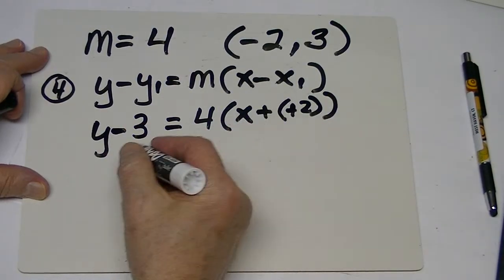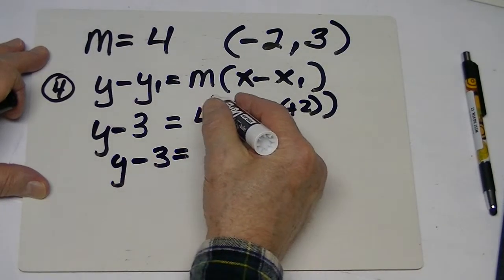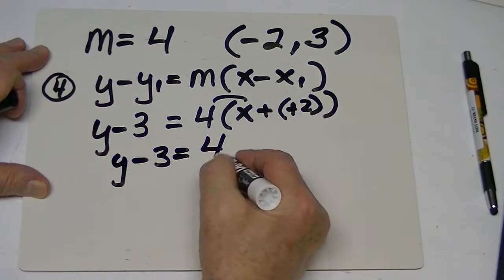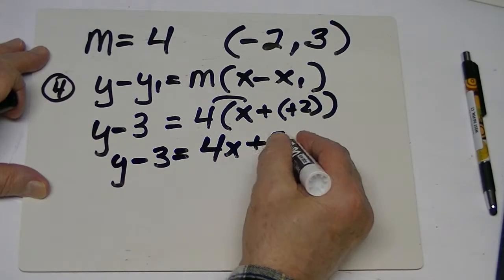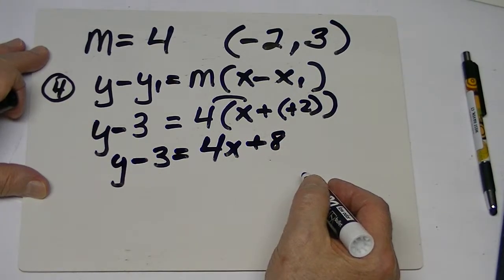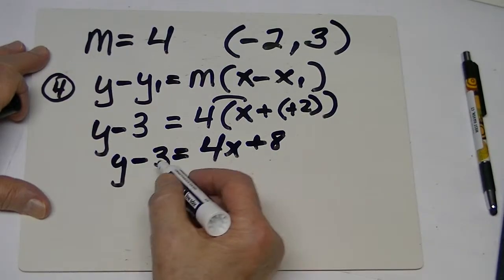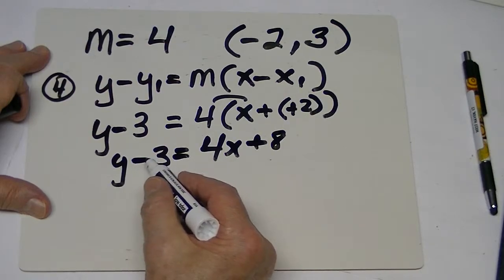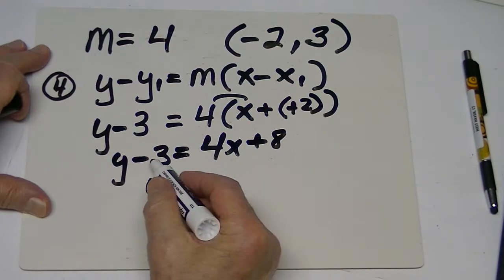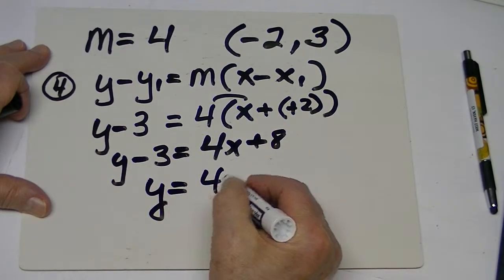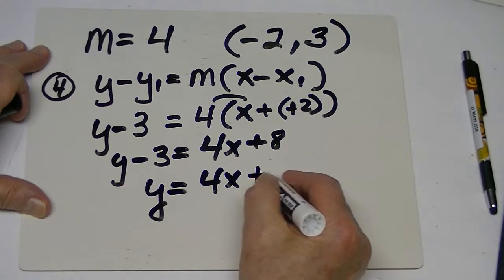Now we clear parentheses, we get y minus 3 equals, distribute, 4x, 4 times 2 is plus 8. And you might say, well, what do we need to do to put it in slope-intercept form? Well, we need to bring our number from this side over to this side, so we're just left with a y. Add 3, and this will give us an 11.